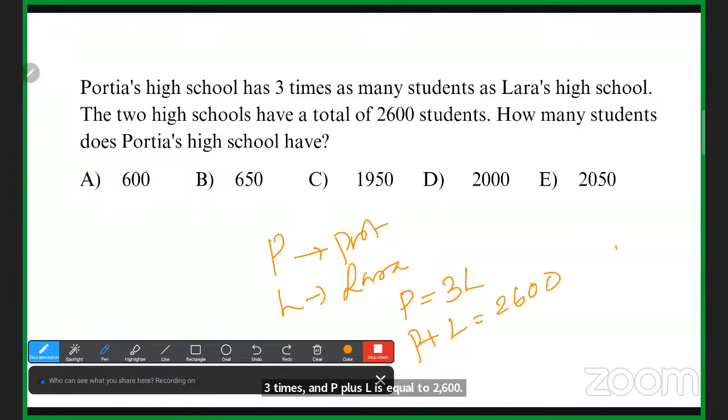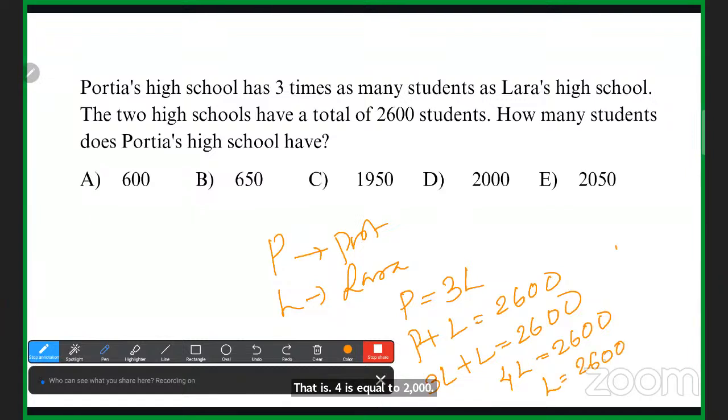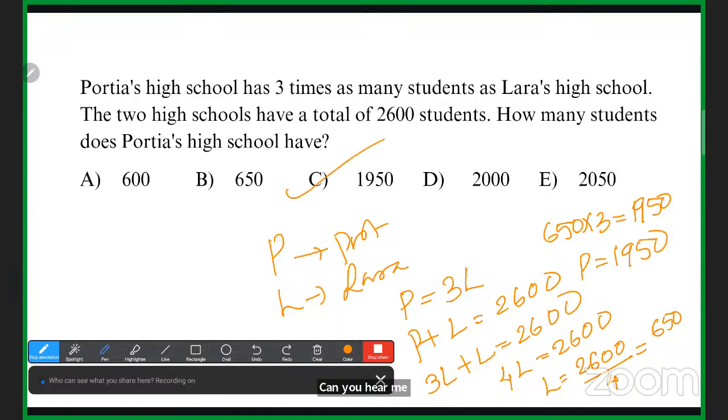Given P is equal to 3L, so 3L plus L is equal to 2,600. That is 4L is equal to 2,600. So L is equal to 2,600 divided by 4, that is 650. So 650 times 3 is equal to 1950. So P is equal to 1950. Option C is the right answer.